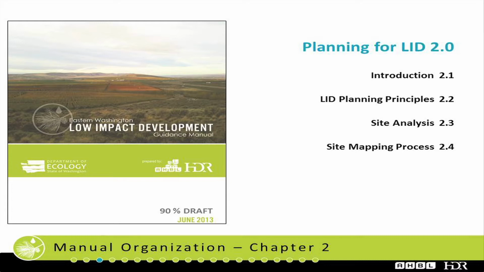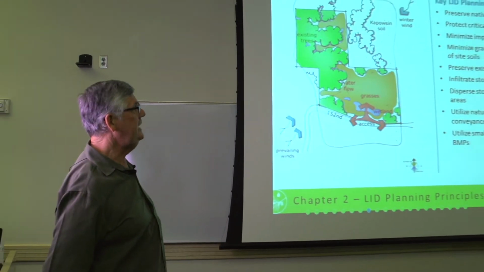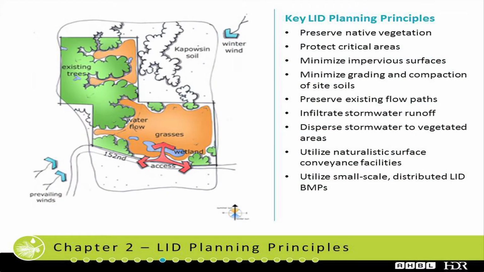So, key LID planning principles. And again, LID is about mimicking Mother Nature to the extent possible and managing storm drainage as close to where it falls as possible. So in order to do that, what we look to do is preserve native vegetation, protect critical areas, minimize impervious surfaces, minimize grading and compaction of site soils.